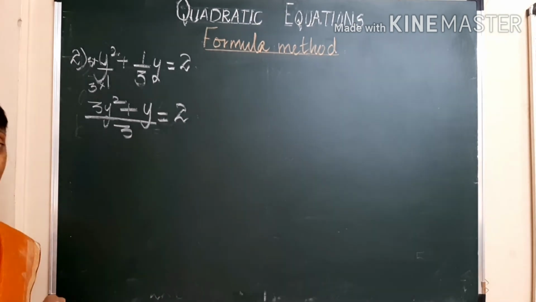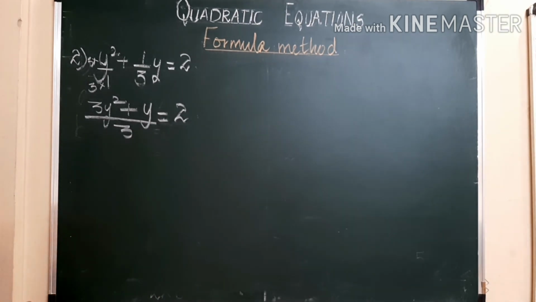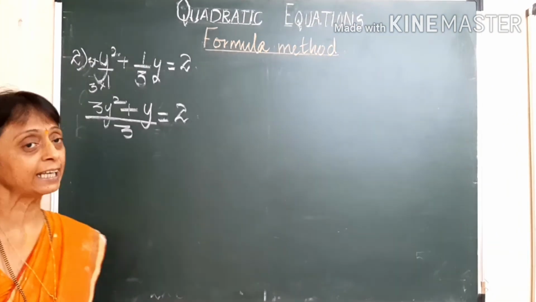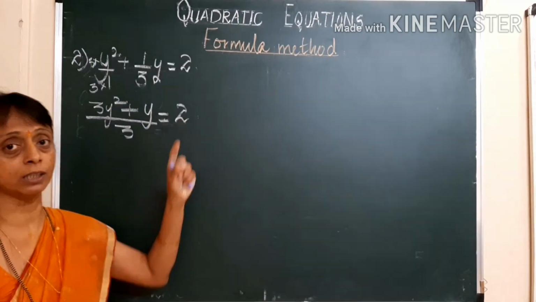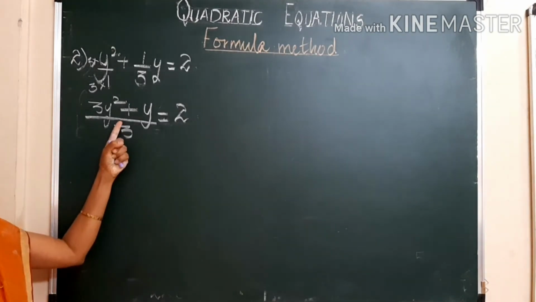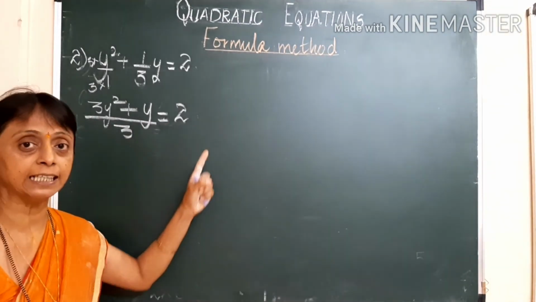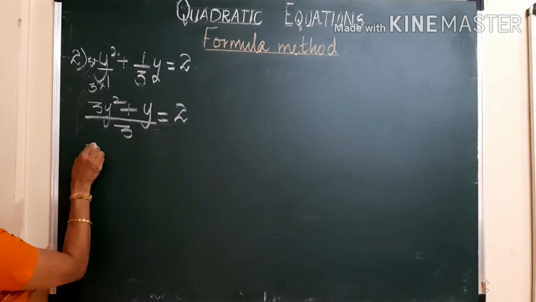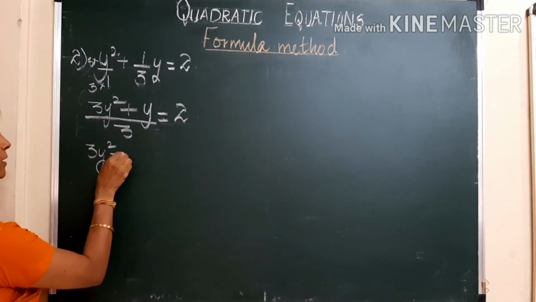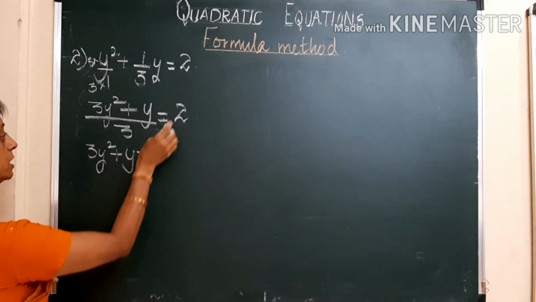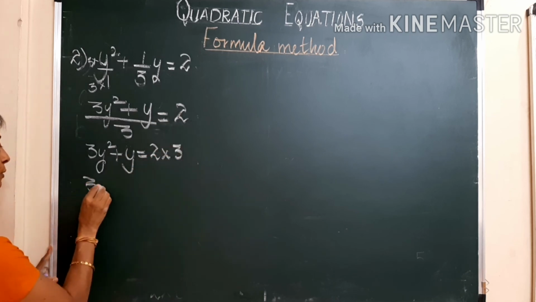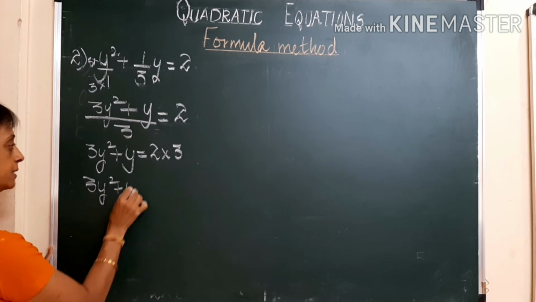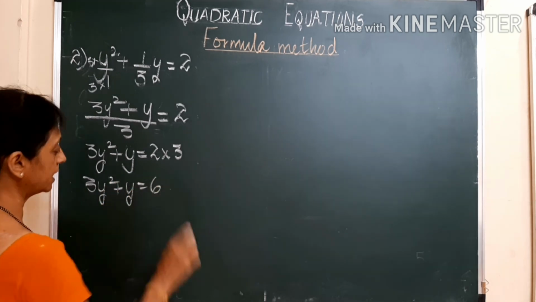What are we aiming at? We are aiming to change it into the general form of a quadratic equation. So what do we do with the denominator 3? Transfer it on the other side. 3 is performing division. When it goes on the other side, multiplication. So what do you get? 3y square plus y which is equal to 2 into 3. So that gives you 3y square plus y which is equal to 6.